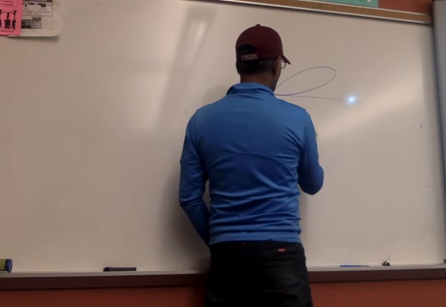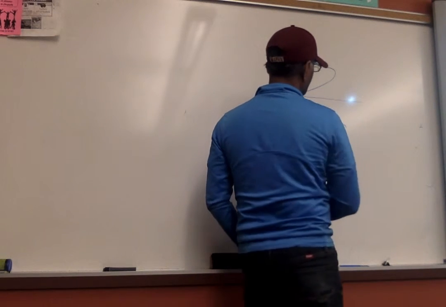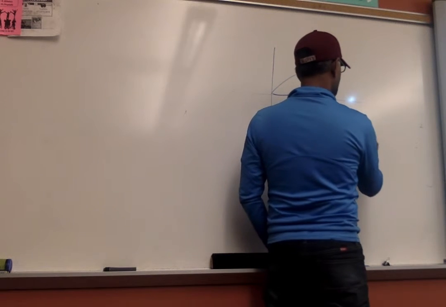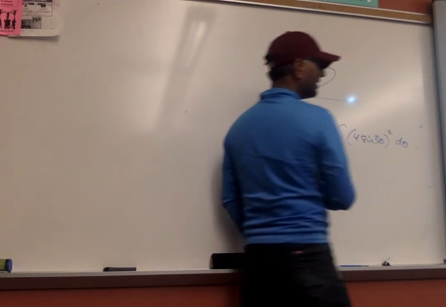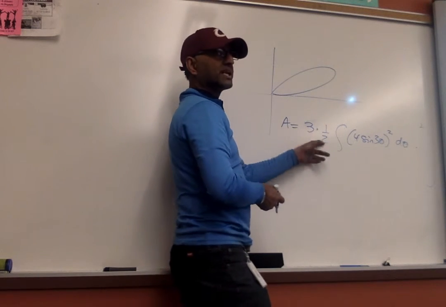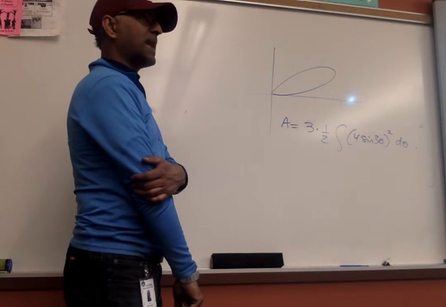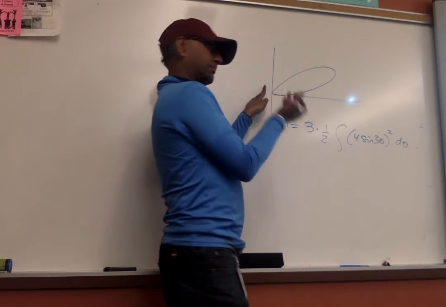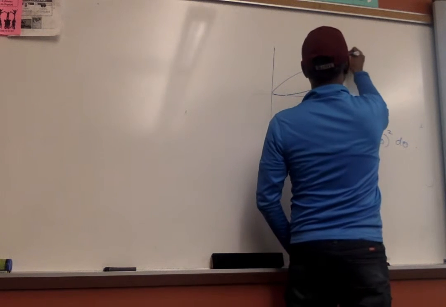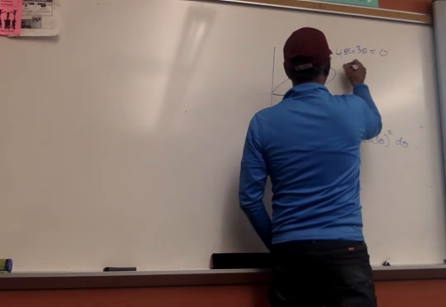So we'll write A equals 3 times 1/2 integral of (4 sine 3 theta) squared d theta, right? r squared. My goal is to find the bounds. Is that clear? My goal is to find the bounds. See if this comes back. If you're getting back to the origin, can I set r equal to 0? So 4 sine 3 theta, I'll solve the equation, equal to 0. Can I divide by the 4?